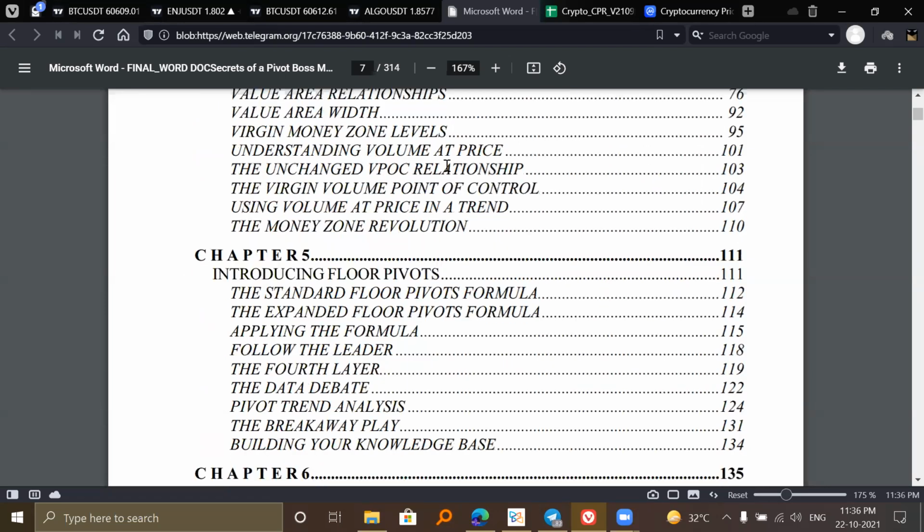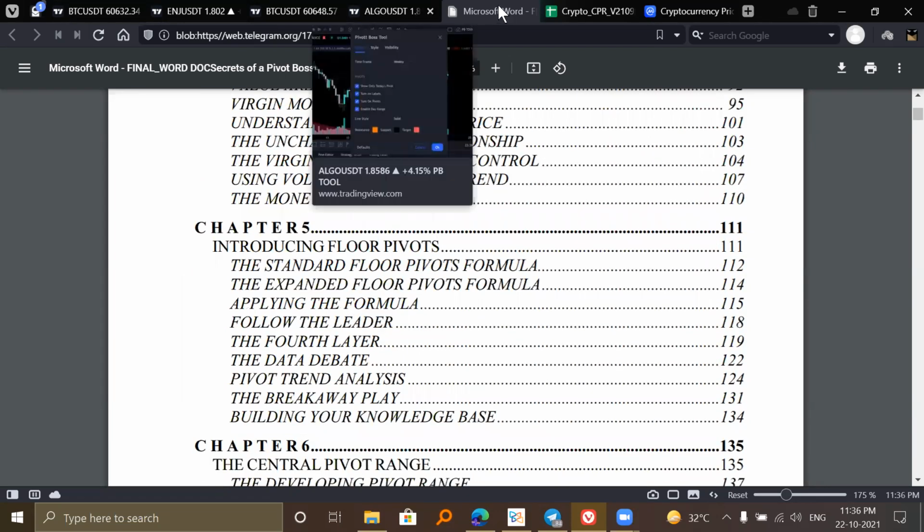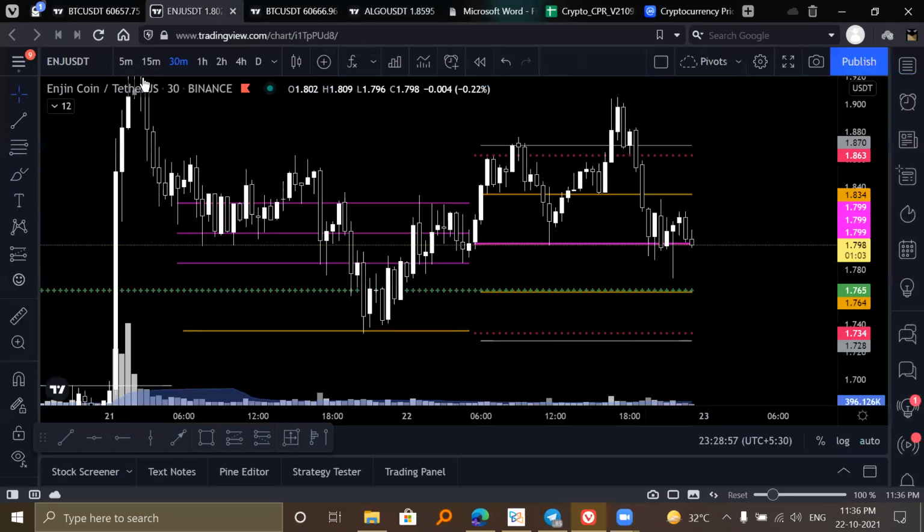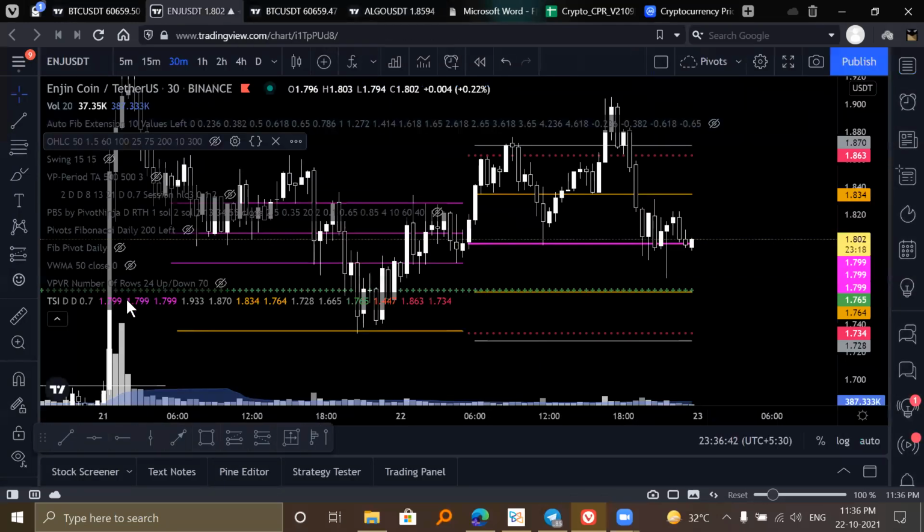So I just left out the floor pivots. There is another type of pivots known as floor pivots. That is there in the setting. Another type of pivot is also there, that is in the floor pivot.